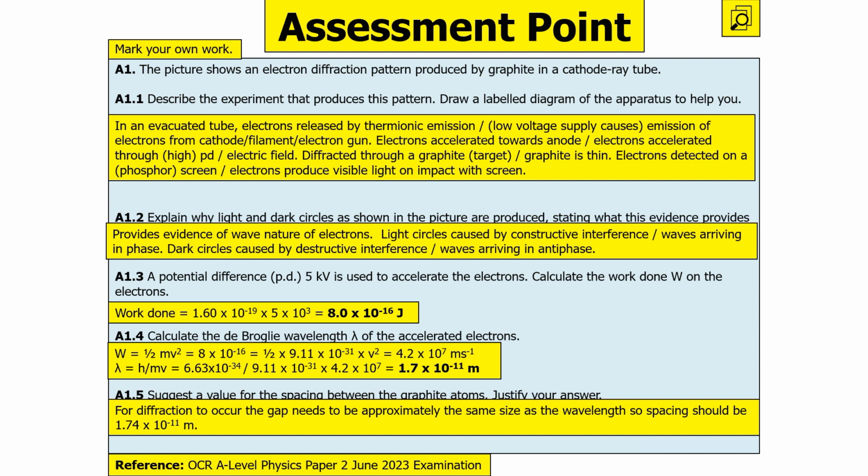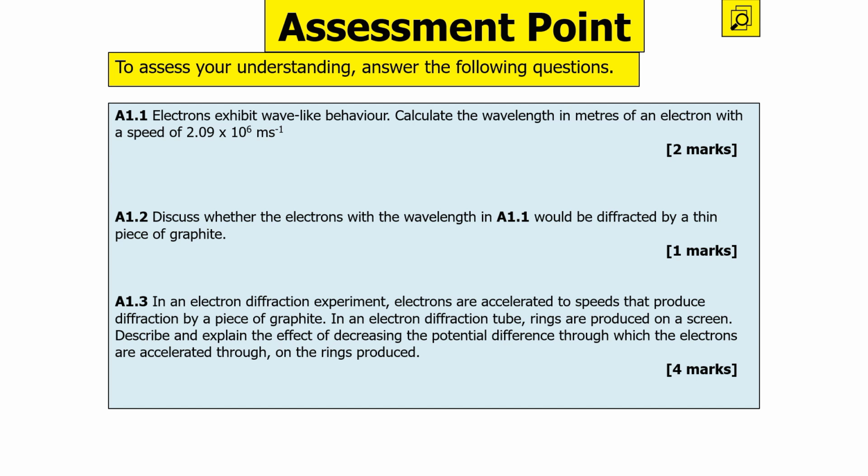The next question says, electrons exhibit wave-like behavior. Calculate the wavelength in meters of an electron with a speed of 2.09 times 10 to the 6 meters per second. Discuss whether the electrons with the wavelength in the previous question will be diffracted by a thin piece of graphite. Then, in an electron diffraction experiment, electrons accelerate at speeds that produce diffraction by a piece of graphite. In an electron diffraction tube, rings are produced on a screen. Describe and explain the effect of decreasing the potential difference through which the electrons are accelerated on the rings produced. So pause the video now, then unpause the video when you want to go through your answer.